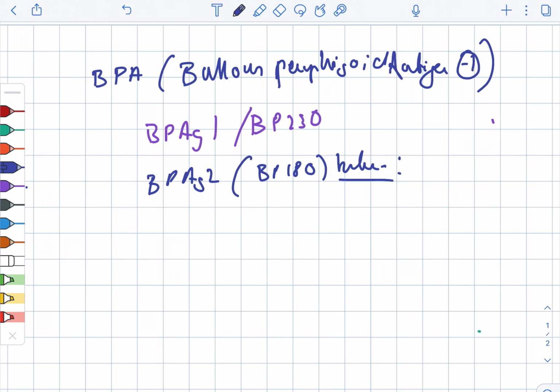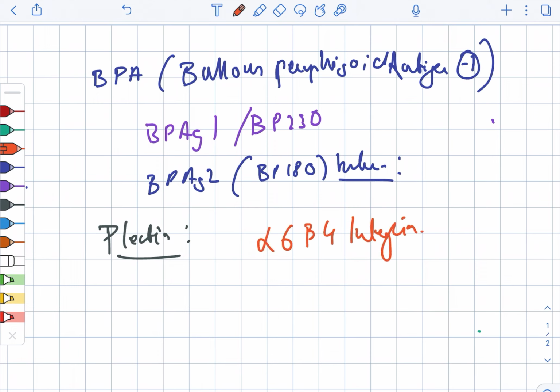Next, the other hemidesmosomal protein is plectin. Plectin is attached to the transmembrane component of the protein known as the alpha 6 beta 4 integrin, below.